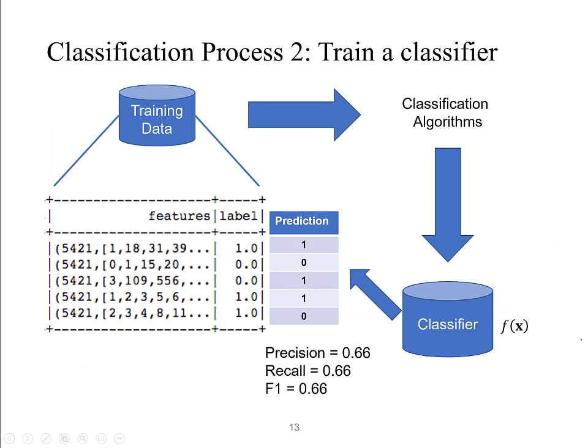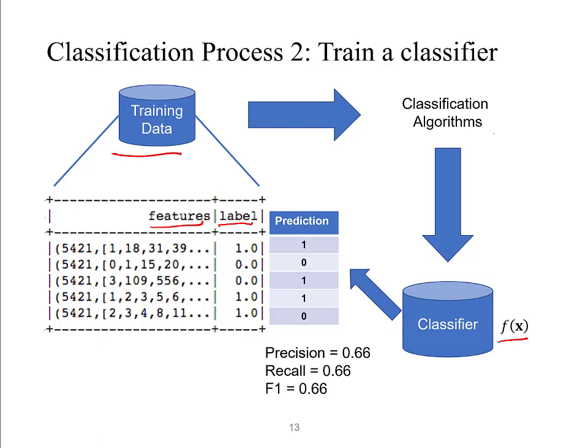The second step would be to train a classifier. When we train the classifier, the input is the training data, which includes the feature vectors and the labels. We use a classification algorithm to get the classifier, which is f(x). And we can use the classifier to do the prediction, even for the training data. As you can see, the prediction may or may not be the same as the true labels. That is possible.